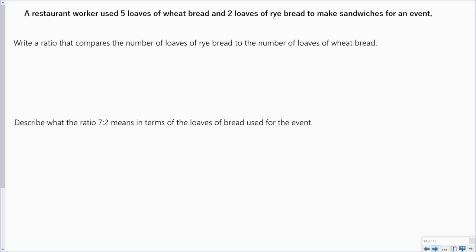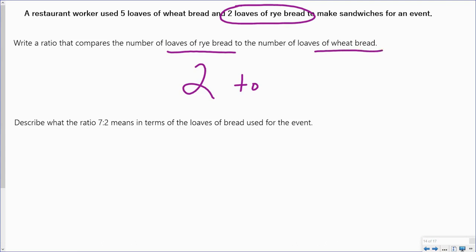Now, if we look at this situation here, it says a restaurant worker uses 5 loaves of wheat bread and 2 loaves of rye bread to make sandwiches for an event. The first one says write a ratio that compares the number of loaves of rye bread to the number of loaves of wheat bread. So again, loaves of rye bread are first. Here's my loaves of rye bread, so that would be 2. And then the number of loaves of wheat bread, which would be 5. So my ratio would be 2 to 5.